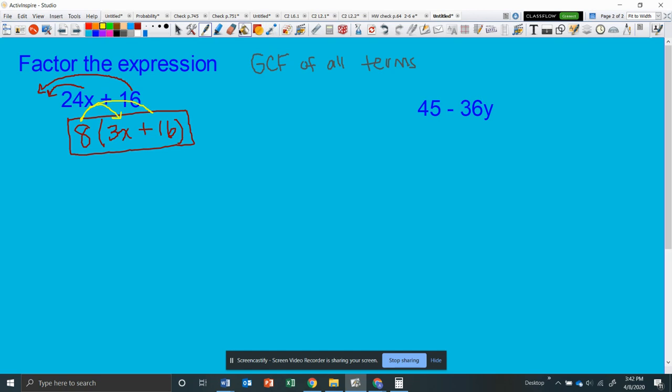Oh, that shouldn't be a 16 there. Now I see my mistake. That should be a 2. Oh, that was a good check. I'm glad I did that. You can see that 8 times 3x would be 24x, and 8 times 2 would be 16. Okay, so I'm going to take these arrows out, and I'm going to write this correctly because I didn't have it written correctly. This should be a 2. Sorry. Okay, let's look at this one.